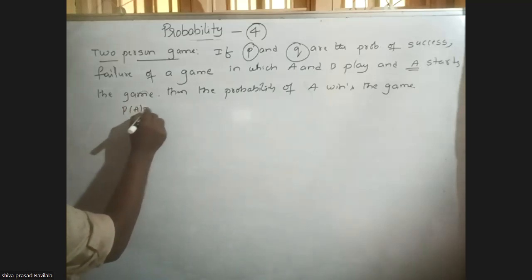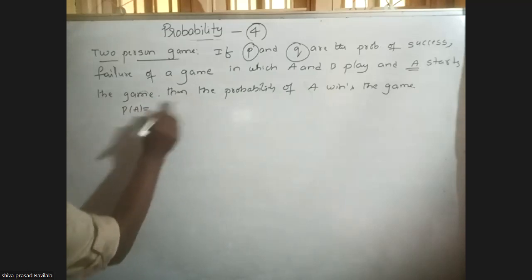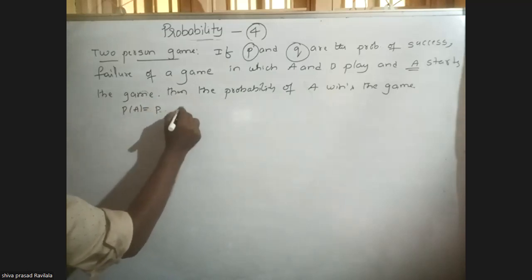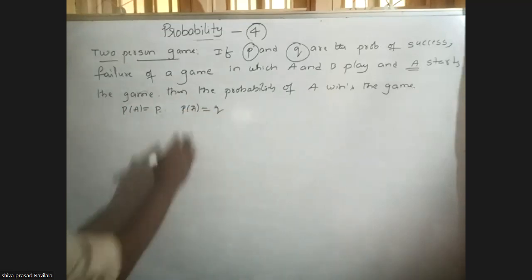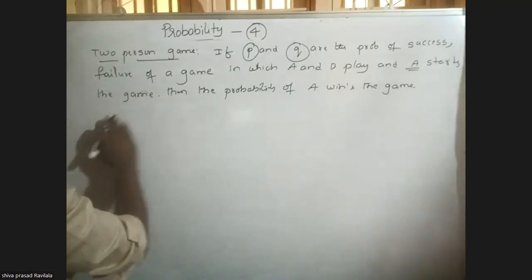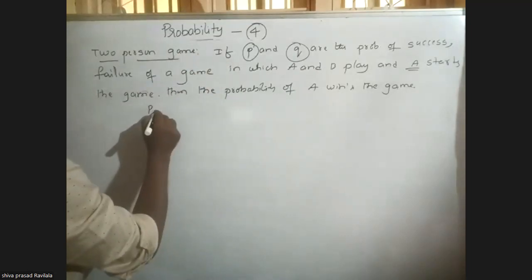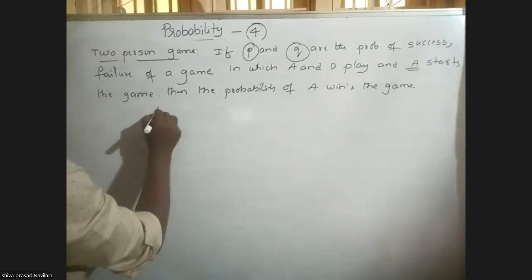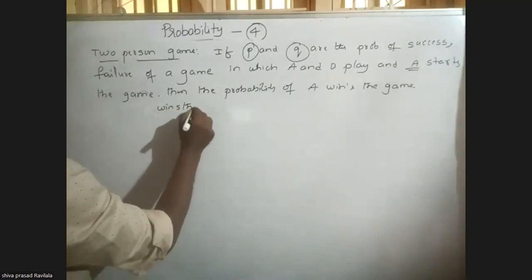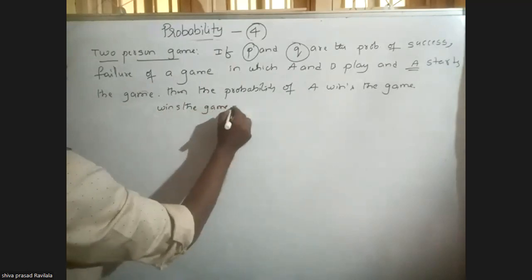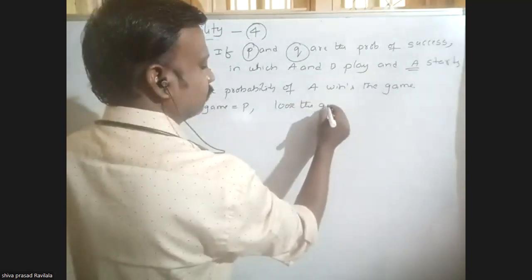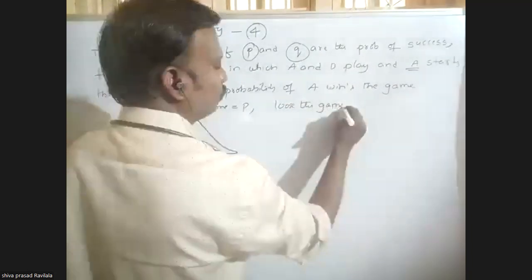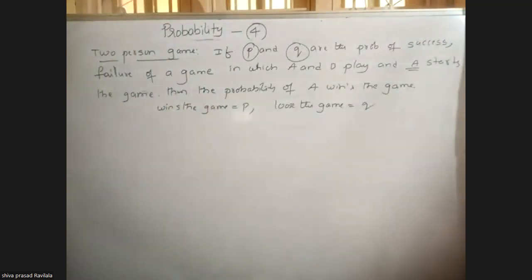Probability of A wins the game is equal to P, and probability of A complement, that is B loses the game, is equal to Q. You simply write that wins the game is the success case, which means P, and lose the game is equal to Q. If A starts the game, clearly mention that A starts the game.